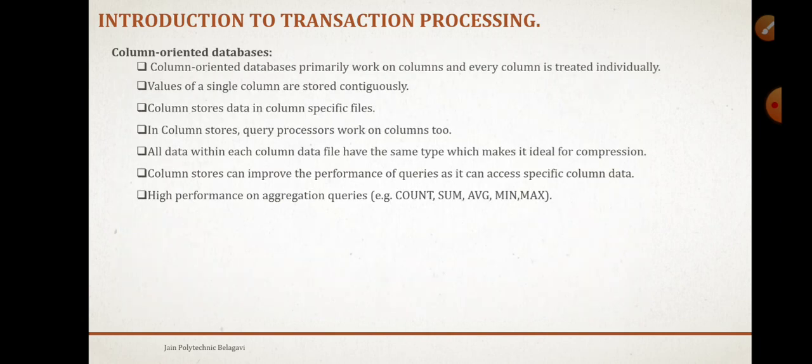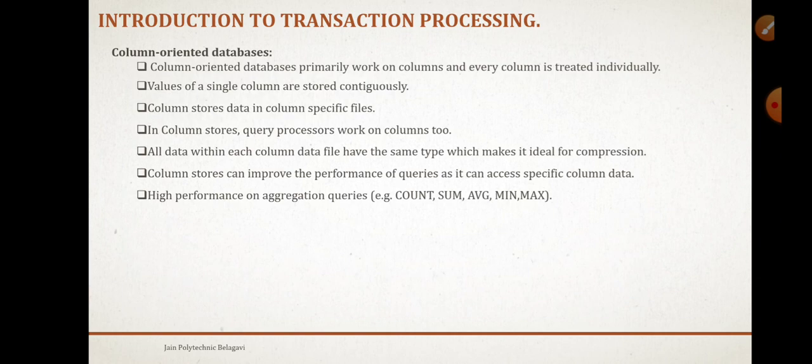So column oriented databases primarily work on columns and every column is treated individually. Values of a single column are stored continuously. A column store keeps data in column specific files. In column stores, query processors work on columns too. All data within each data file have the same type, which makes it ideal for comparison.